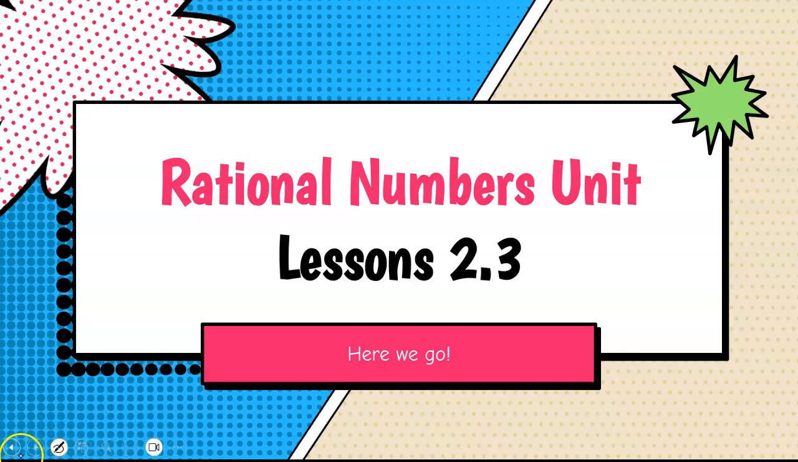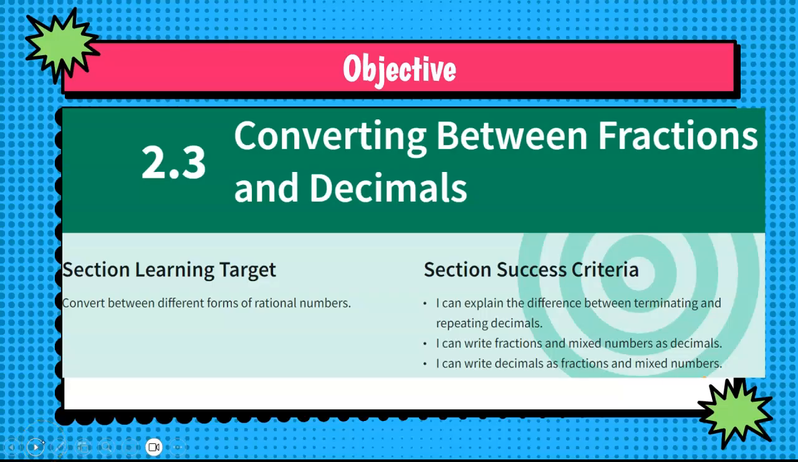Hello, Super Sixth Graders. Today we're going to be continuing with our rational numbers unit. And in the last class, we looked at multiplying and dividing with integers. Today we're going to talk about converting between fractions and decimals. In the next classes, we'll be looking at multiplying and dividing with rational numbers.